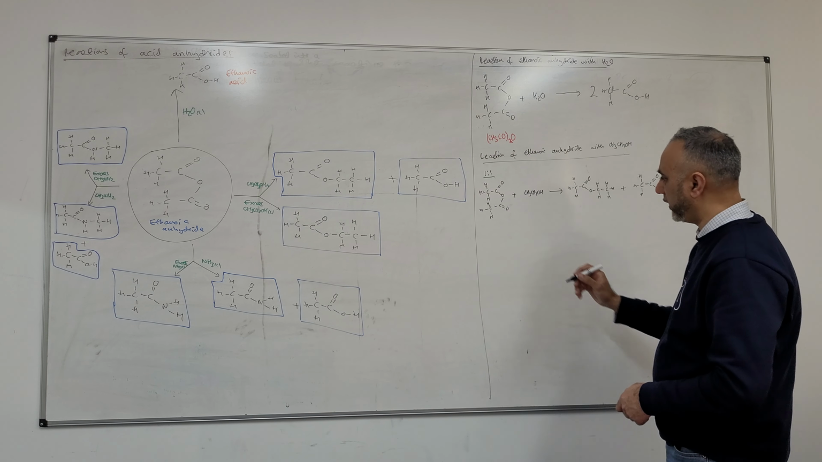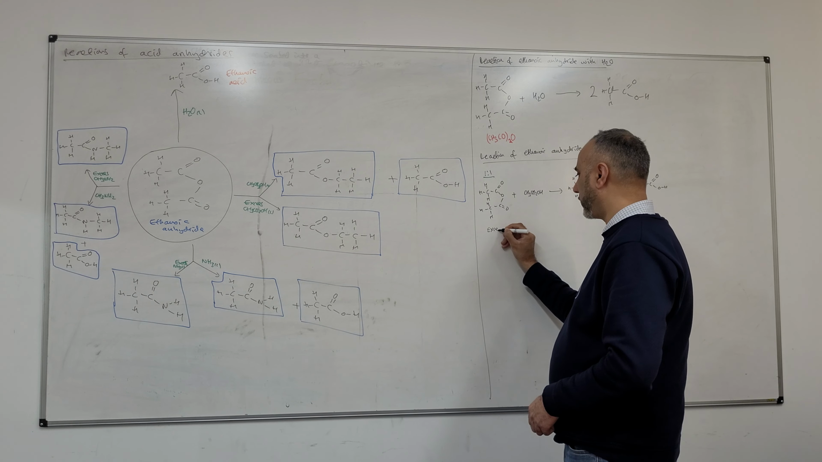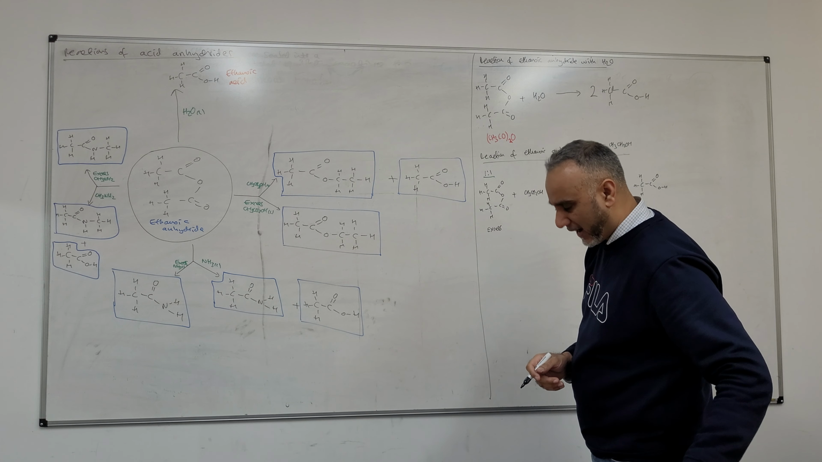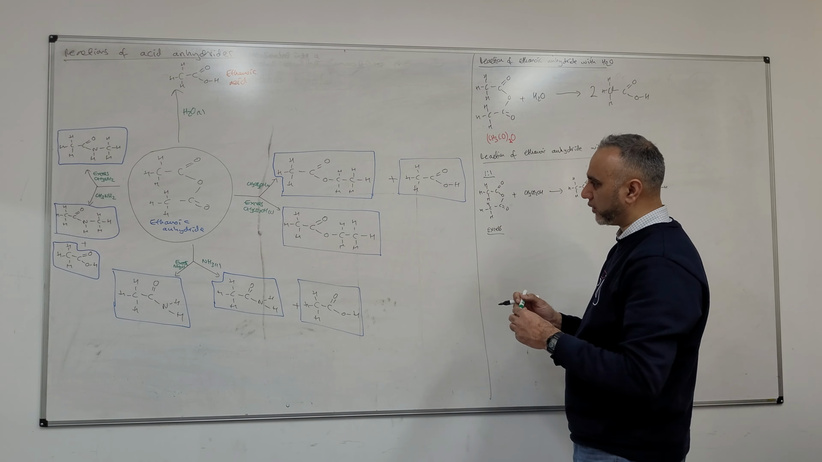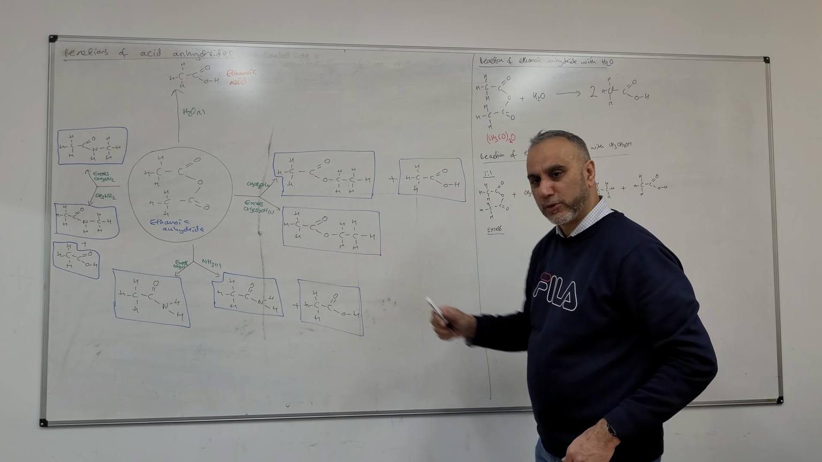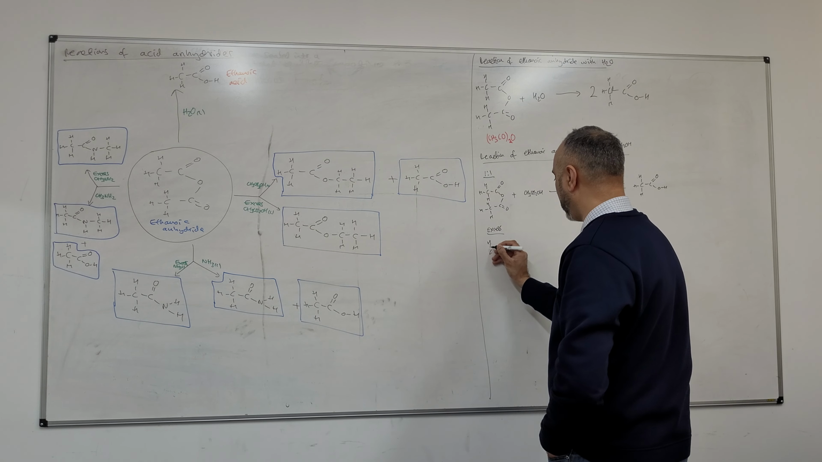It's balanced. The next one is in excess. So what we mean by that is you've got 1 mole of the acid anhydride versus 2 moles of the alcohol. Happy with that? So here I go again.